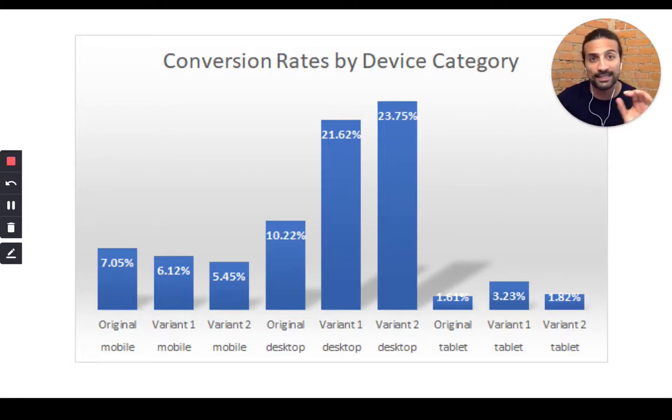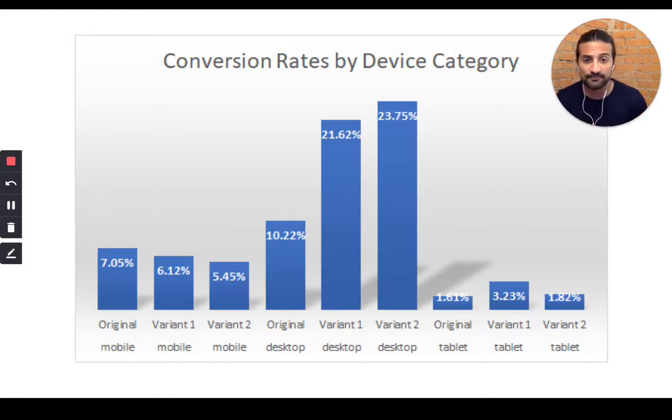So here we have an experiment that we ran, and there were two variations plus the control, and this is just one lens. This is just one segmentation where we're breaking down the conversion rates based on the device type. So you can see that the conversion rate between mobile, desktop, and tablet were very different between the variations. With mobile, the control variation actually won. With desktop, it was variant 2, and with tablet, it was variant 1. So what does this mean?